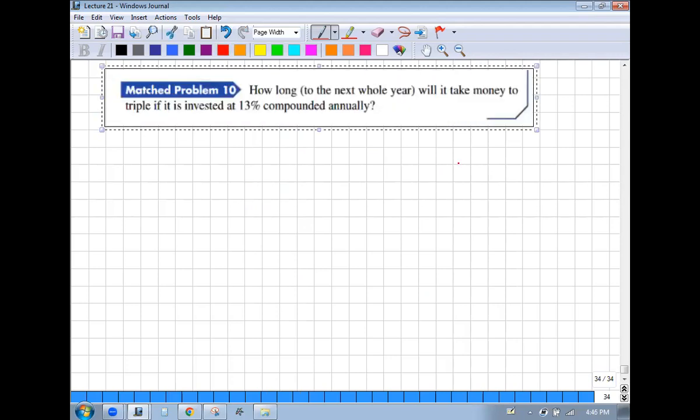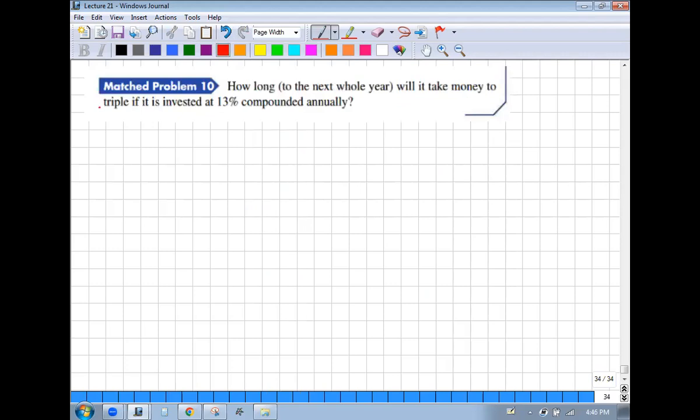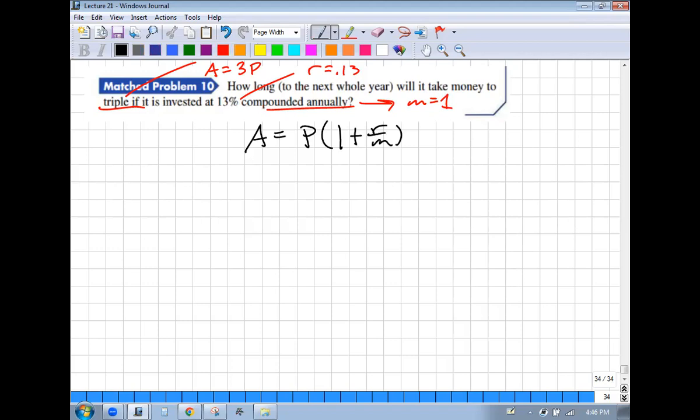How long to the next whole year will it take money to triple if it's invested? So tripling means the amount is 3 times the principal. The interest rate is 0.13. Compounded annually means M equals 1. So our equation is A equals P times 1 plus R over M to the MT. Let's plug in what we know. Replace A with 3P, replace R with 0.13, replace M with 1.